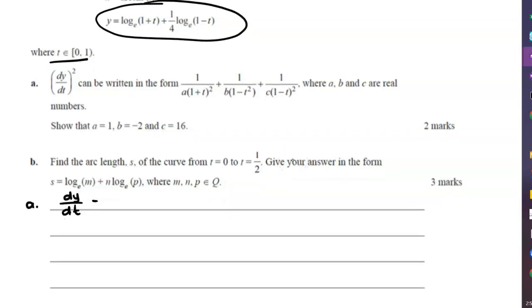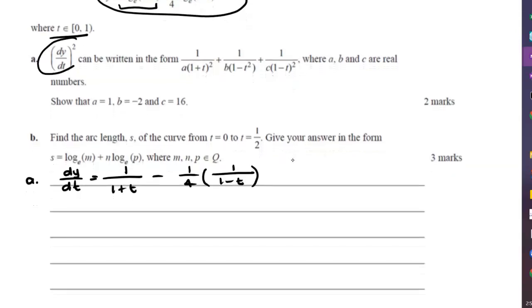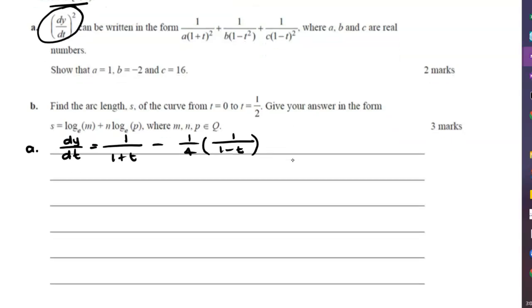So when we differentiate this, log base e of 1 plus t is just going to become 1 over 1 plus t. And then we're going to have minus 1 over 4, and then we're going to have 1 over 1 minus t. Now, it's important to note here that what we're asking for here is (dy/dt) squared. It's not asking us for the second derivative, so really important to be aware of notation here. We are going to neaten this up, we're going to square it, we're going to write it in that form, and we're going to show what a, b, and c are equal to.